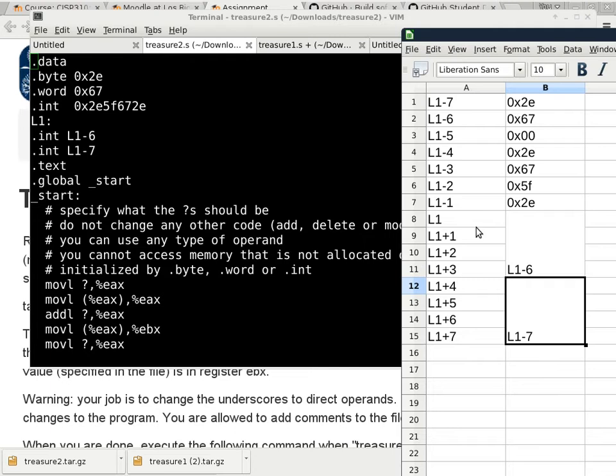Any other questions about the homework assignments? Treasure 1 or treasure 2? Is everybody relating what you learned from pointers in C++ to what we're doing here? They're very much related.